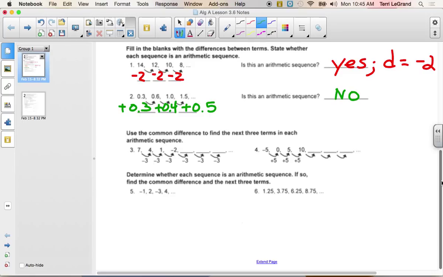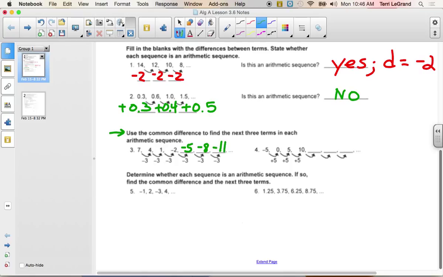Okay, how about our next one? Use the common difference to find the next 3 terms in each arithmetic sequence. In other words, they've already started it and said, oh, it keeps going down by 3, so what's our next term going to be? What's negative 2 going down by 3, Rose? Negative 5. Well, now it's at negative 5, and it's going to go down 3 more. Trey? Negative 8. And now it's at negative 8, and it's going to go down 3 more. Now where's it going to be at? Brighton?